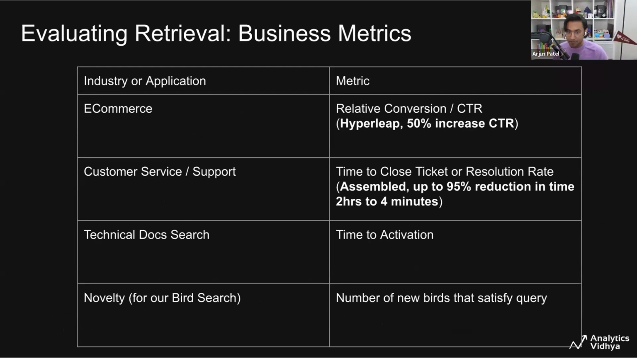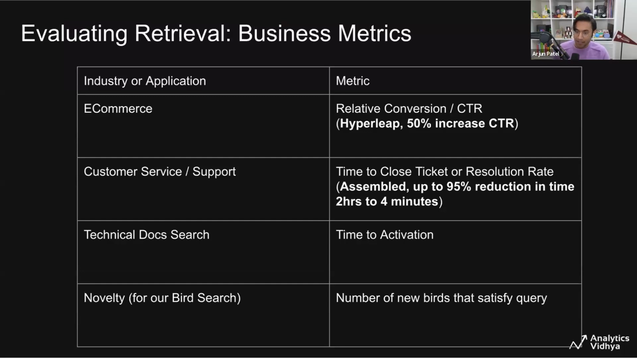And a Pinecone customer, Hyperleap, was able to get a 50% increase in click-through rate by implementing a semantic search system, which is really cool. You might think of customer service or support, where you're trying to help customer service agents find the most relevant information to whatever they're doing.